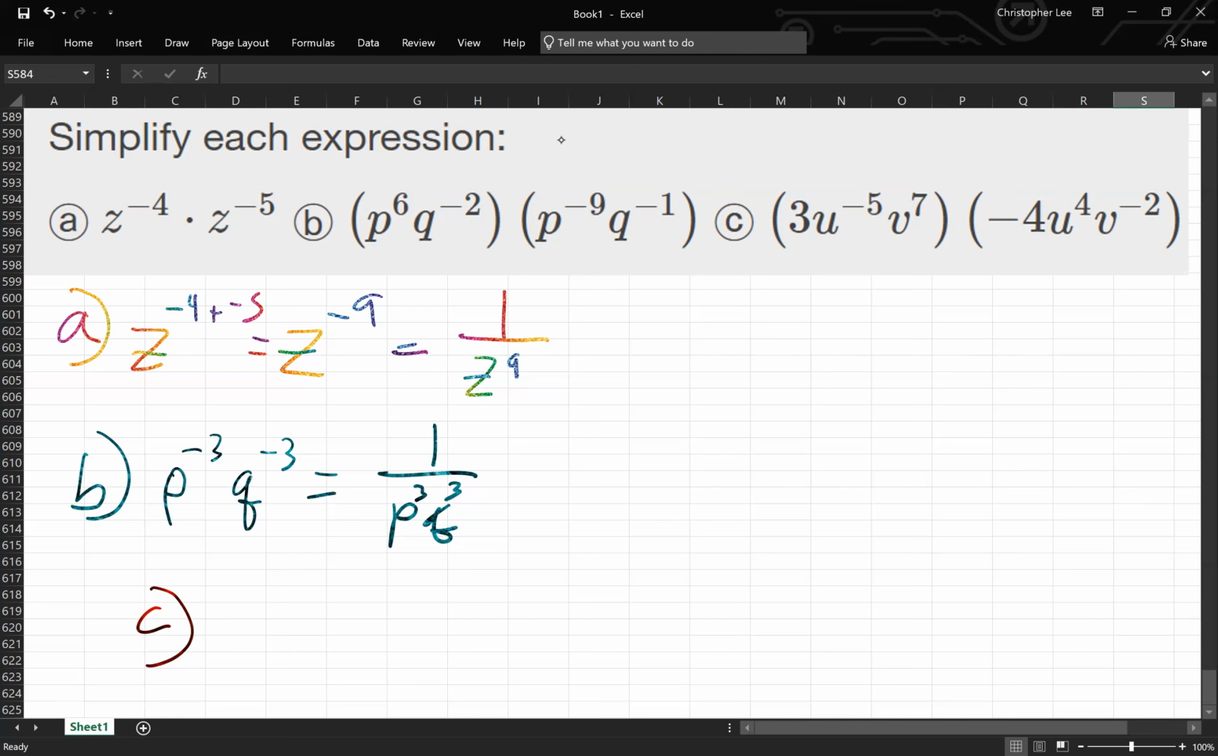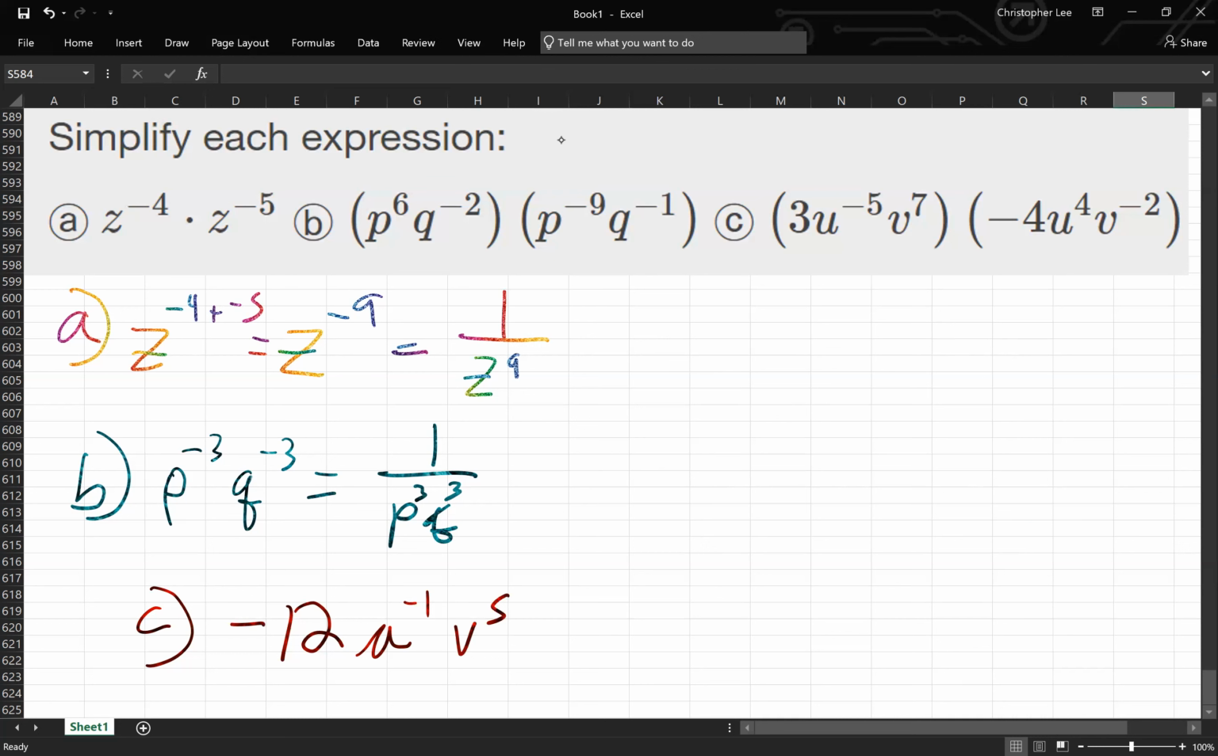What do you get? What's 3 times negative 4? Perfect. Negative 12. And then I have u to the negative 5th times u to the 4th, which becomes u to the negative 1. And then I have v to the 7 times v to the negative 2 power. What does that become? Positive 5, right? So v to the 5th power.